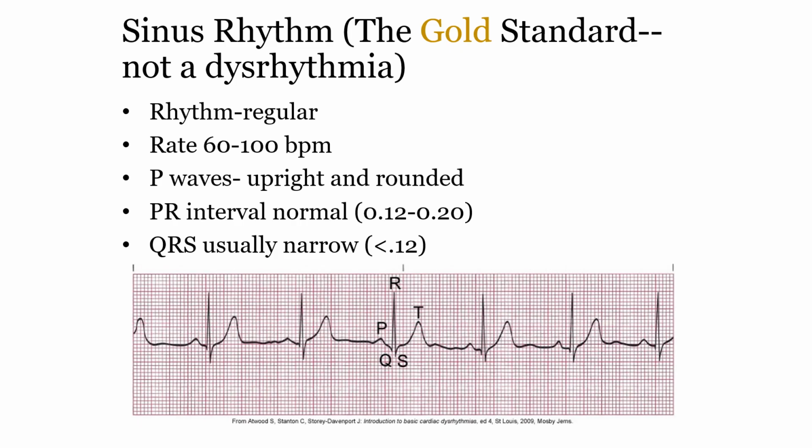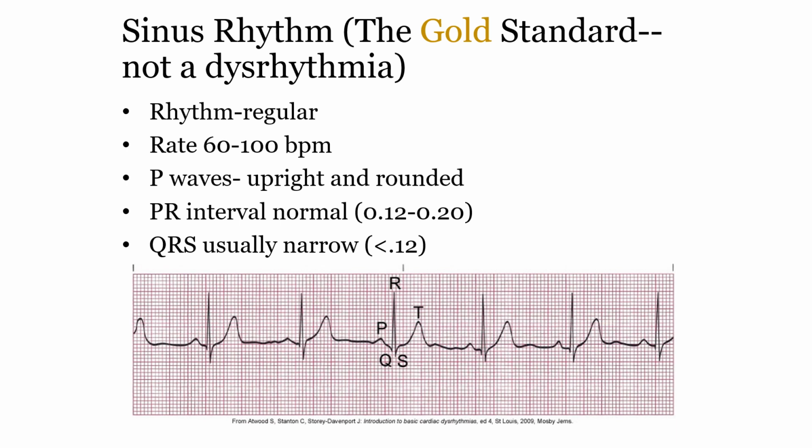Let's look at our gold standard again. Sinus rhythm using the 5 methods of assessing and interpreting an EKG strip. During a sinus rhythm, we look at the rhythm. Is it regular or irregular? We are measuring the distance between R to R throughout our entire strip.